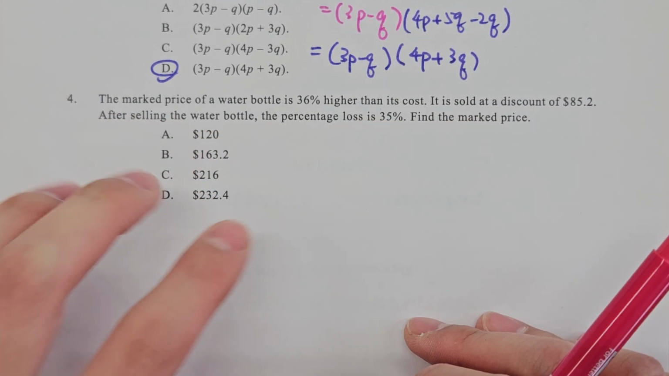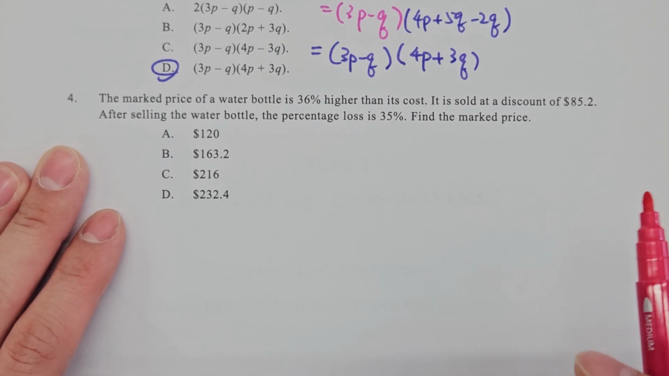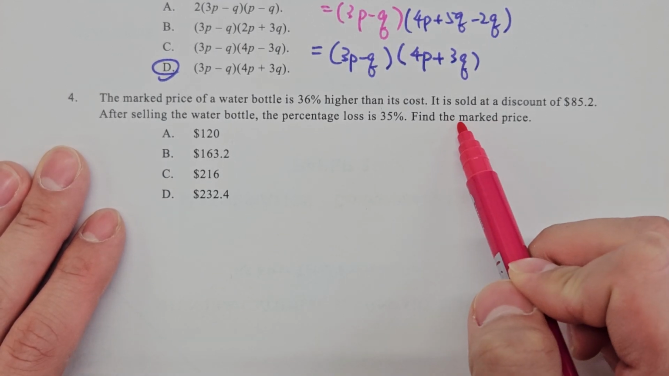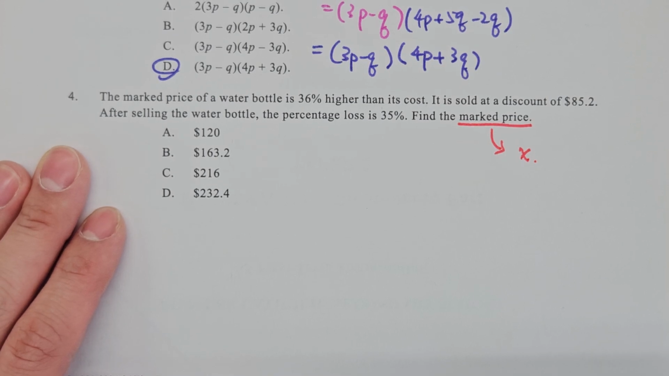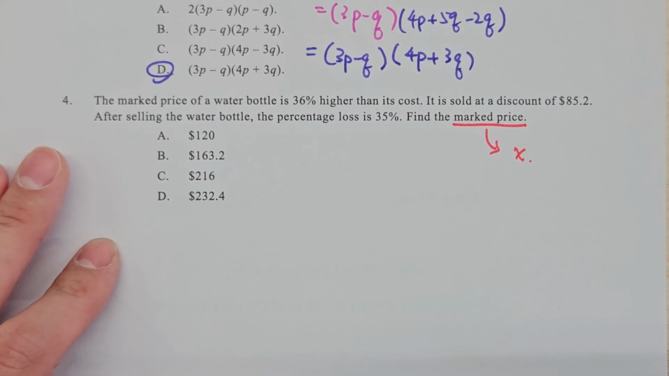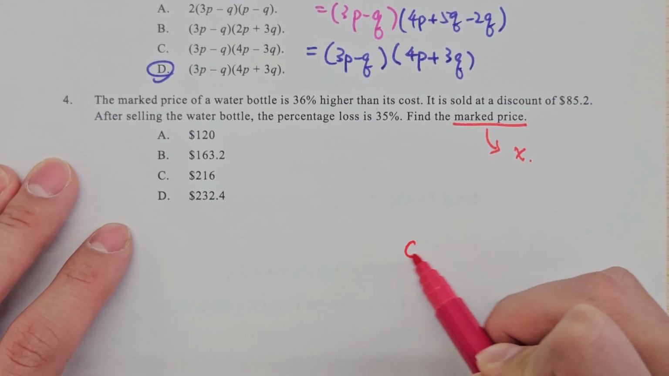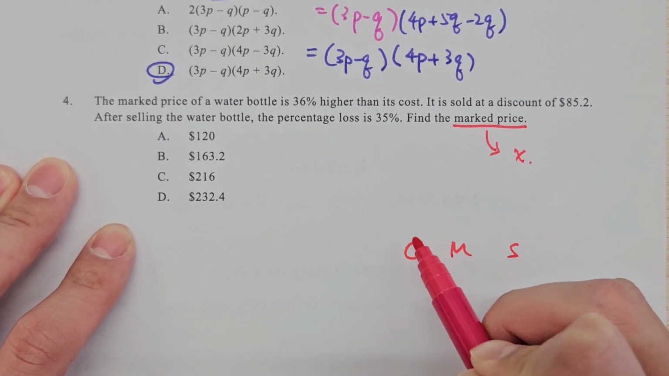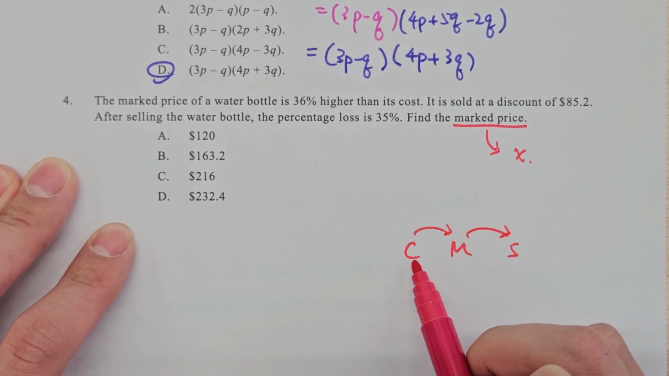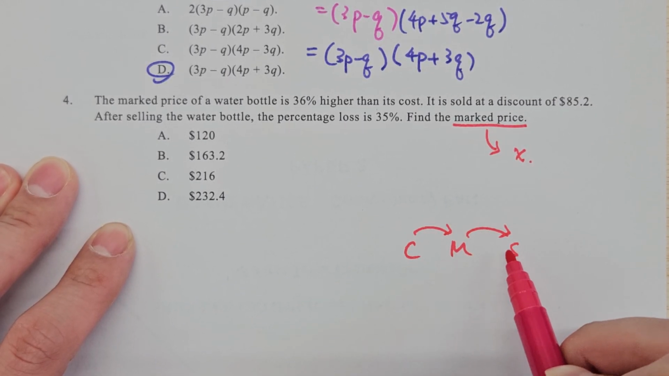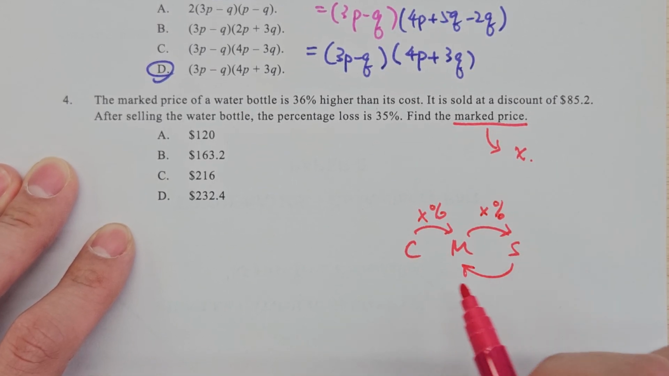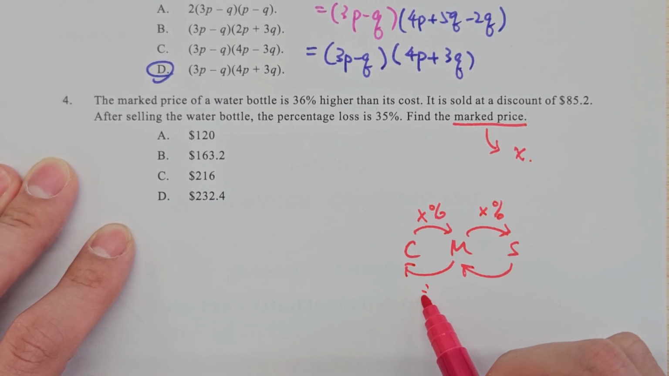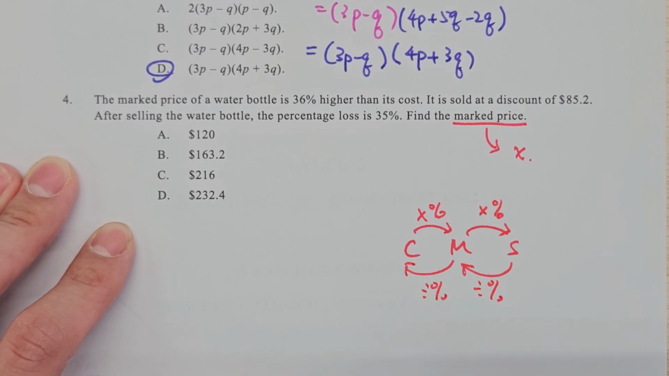Find the market price. So for here, maybe I will let the market price be X. Okay, let the market price be X. So by the concept, cost, market price, and selling price, when we go from the cost to market price and market price to selling price, we will multiply a percentage. And from selling price back to market price and to the cost, we will divide a percentage.